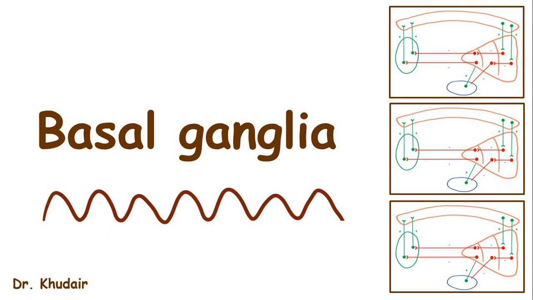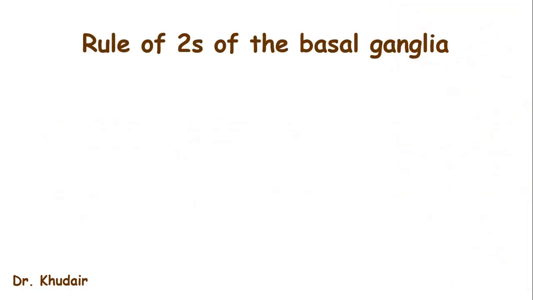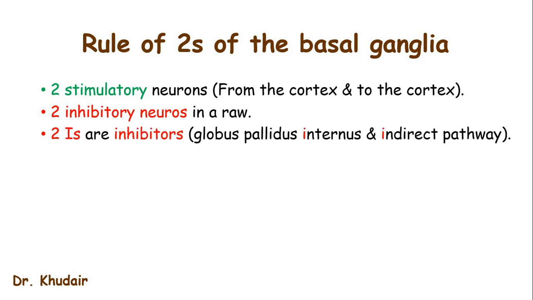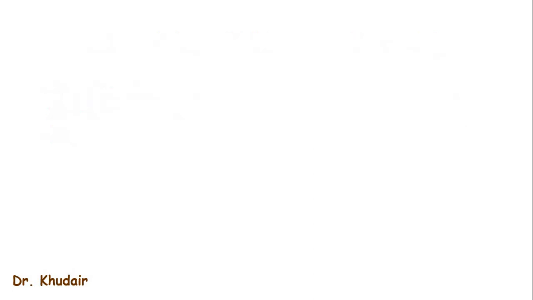In this video, we'll go over the rule of twos of the basal ganglia. The first rule says there are two stimulatory neurons, the ones coming from the cortex and to the cortex. The second rule says there are two inhibitory neurons in a row. And lastly, the two eyes are inhibitors. The globus pallidus internus and the indirect pathway will inhibit movement.